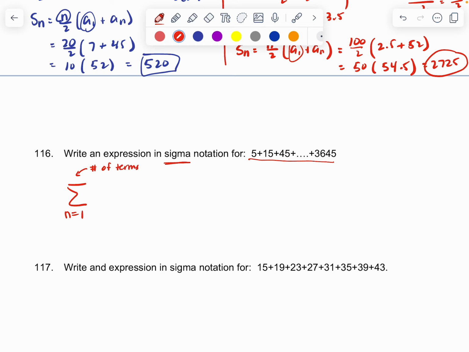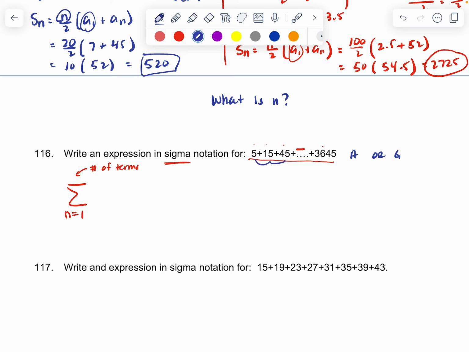Well, I can't really tell how many there are. There's 1, 2, 3, a whole bunch in between, and then this one. So I need to find out what the n is. So the question is, I'll put it up here, what is n? Okay, so to find it, first, is it arithmetic or is it geometric?